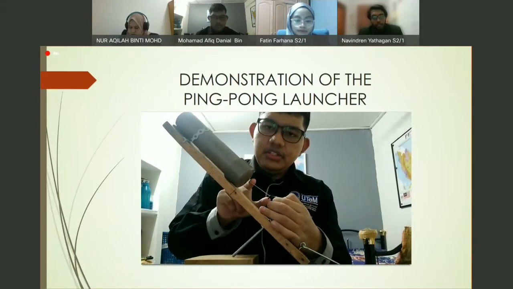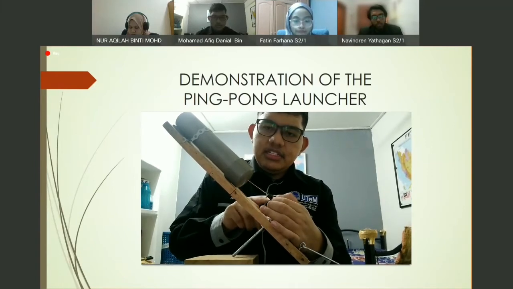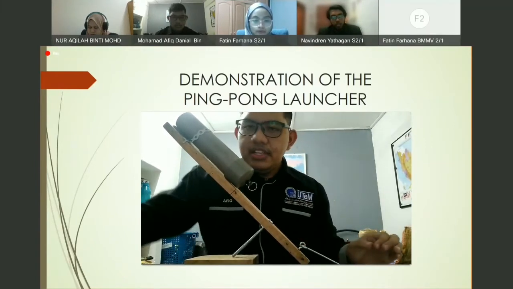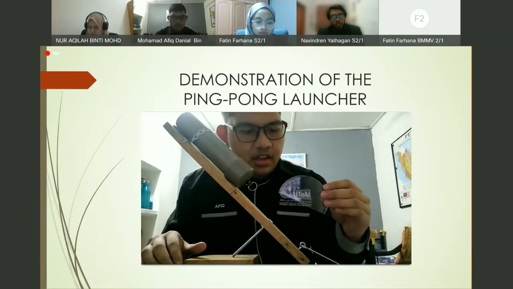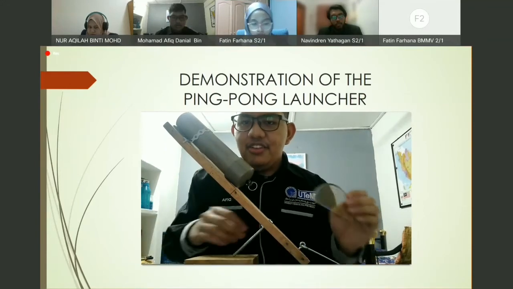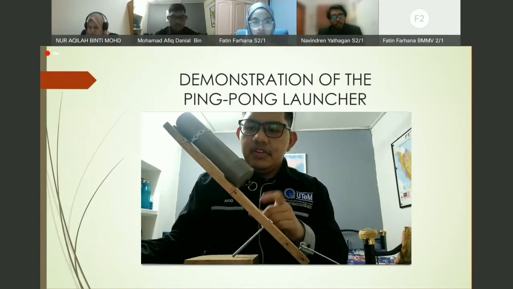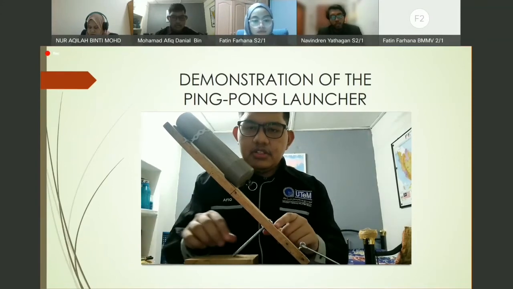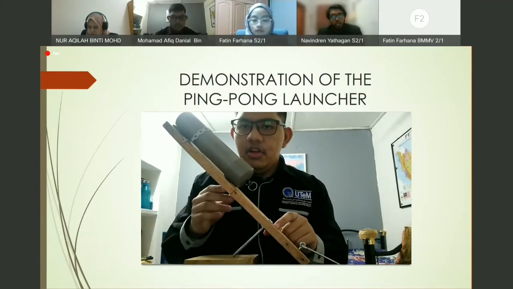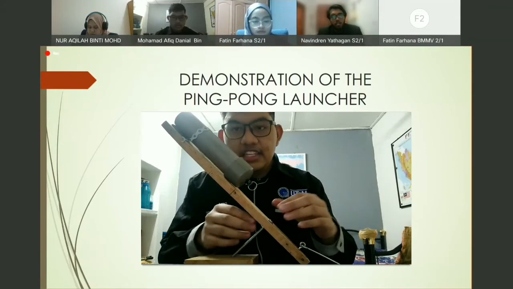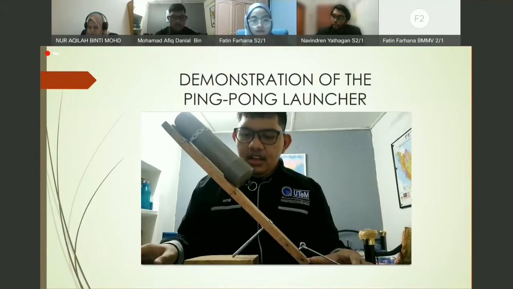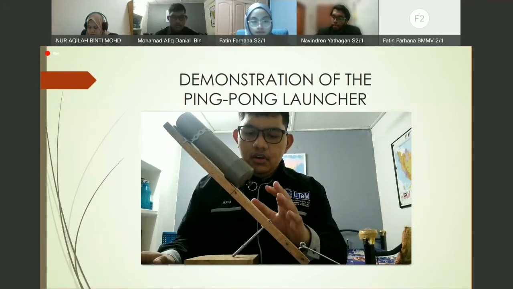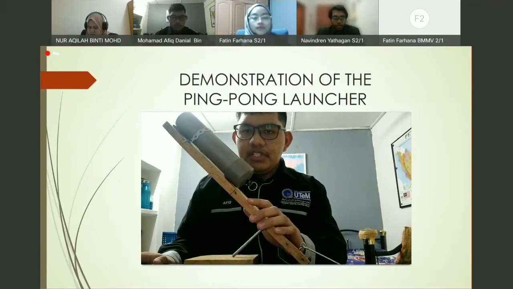As you can see here, we use a string attached to this ring to launch the projectile, which is a ping-pong ball. The angle here is 45 degrees, so we get the maximum range from this launcher. I use a screw and nut here to make the angle, so we can also adjust it to different angles by rotating it. That's for the launcher iteration. I will proceed with the demonstration video. Thank you.